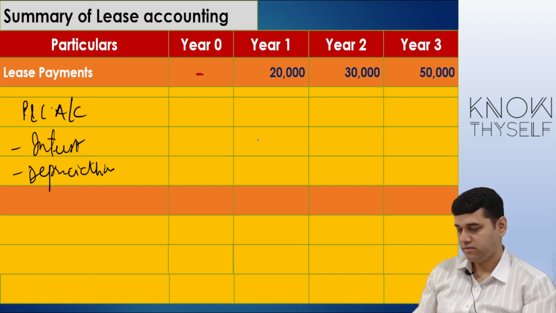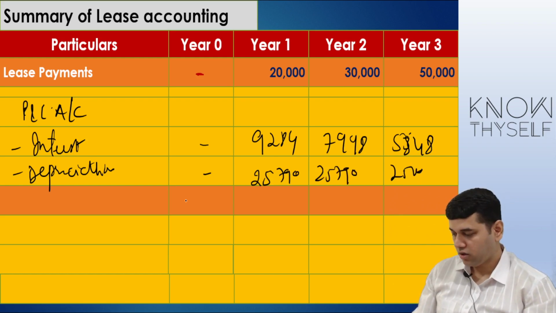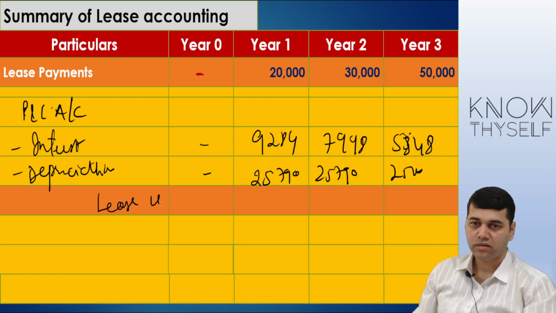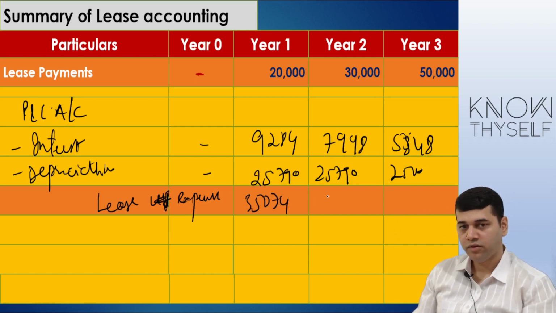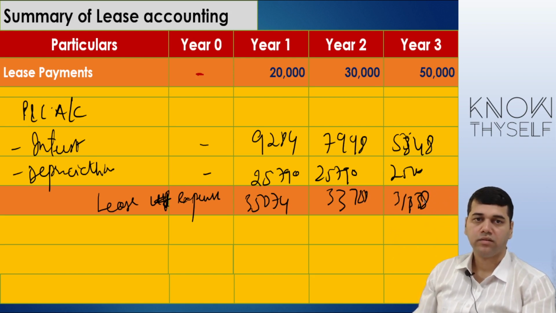Okay, how much is my interest? First year, year 0, nothing. 9284, 7998, and 5348. How much is the depreciation? First year not there, zero not there. 25790. So you take the total periodic lease expense, which will be 35074, 33,788 and 31,138. See, even though you are paying 20, 30, 50, the debit that goes to P&L is 35, 33, 31.